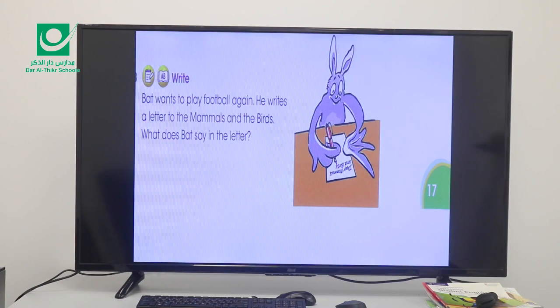He writes a letter to the mammals and the birds. What does Bat say in the letter? What do you think? You know, let's say if I tell you that he's going to write a kind of apology letter. So what do you think the Bat is going to write? So I will say this homework. Okay, you need to write this on a piece of paper and please send it to your teacher. Okay, what do you think the Bat is going to write as an apology letter for the birds and mammals so that he can play again?